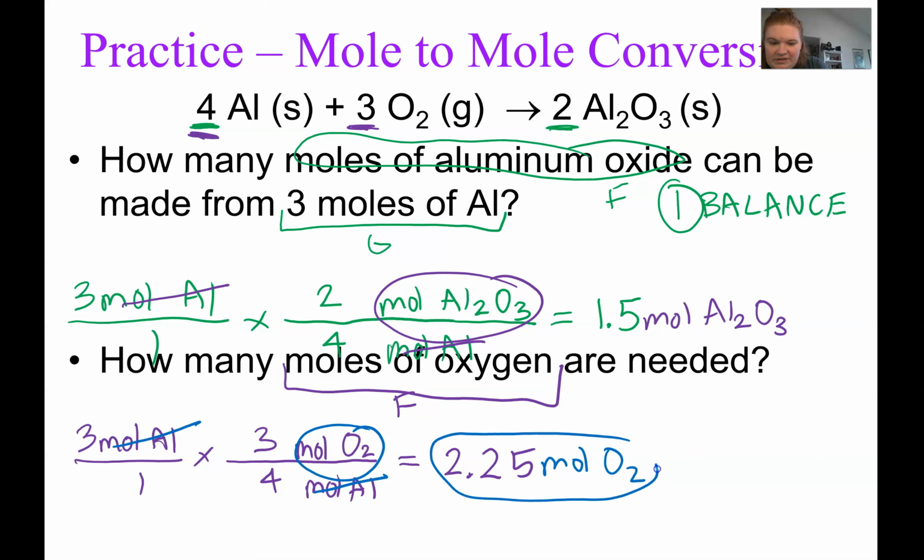Now I definitely didn't look at significant figures with these problems because I started with whole numbers. So this was really just a way to set up the problems and show the math with them. But we can convert between any reactant or product and get to any other reactant or product with that mole ratio. Remember, that mole ratio is what allows us to switch from one chemical to the other.